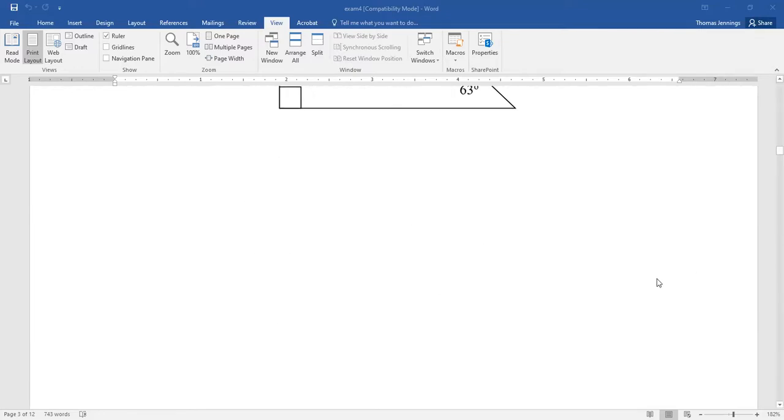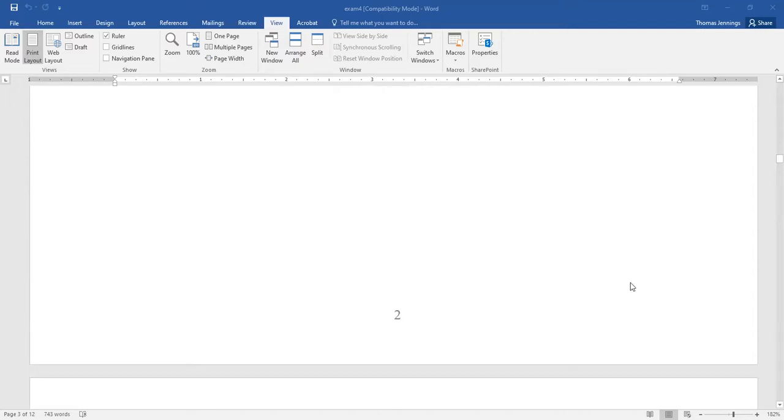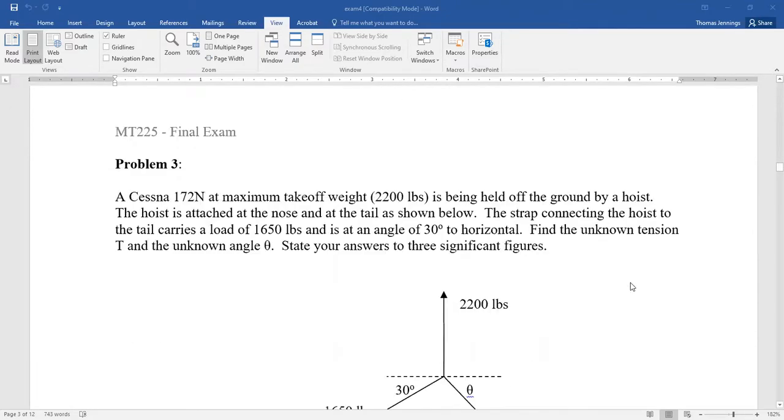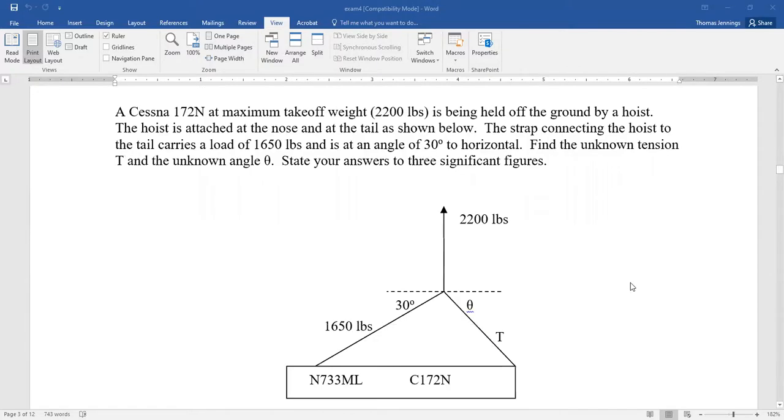It's not like it's 30 points or 40 points. It's 10 to 15. Let's take a look at problem 3. Problem 3 is our first equilibrium problem on the exam.